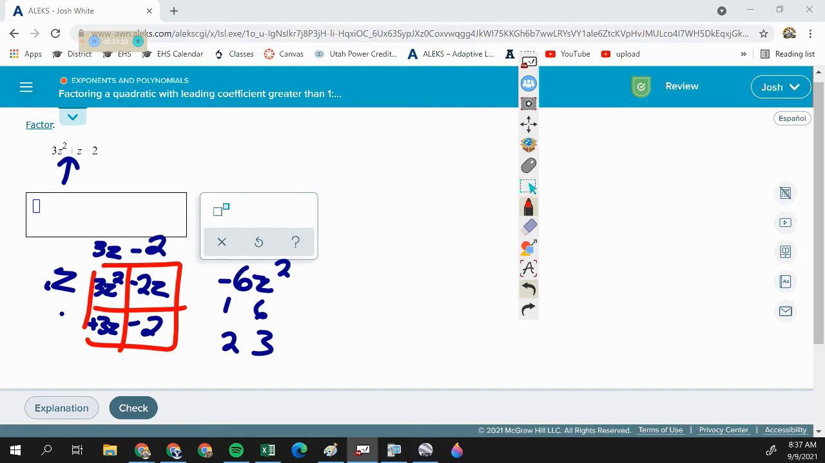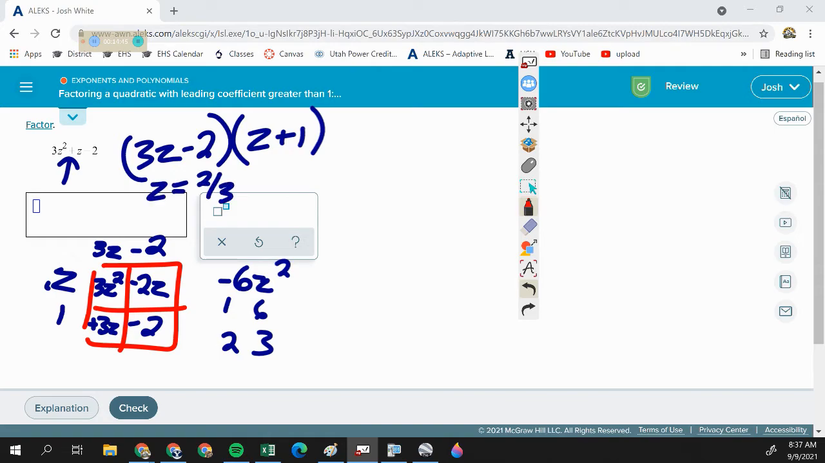And then we look in the first column. If I take a 3 and a z out of the first column, I'm left with z and 1. So my factors would be 3z minus 2 and z plus 1. What would the roots be? 2/3 and negative 1.